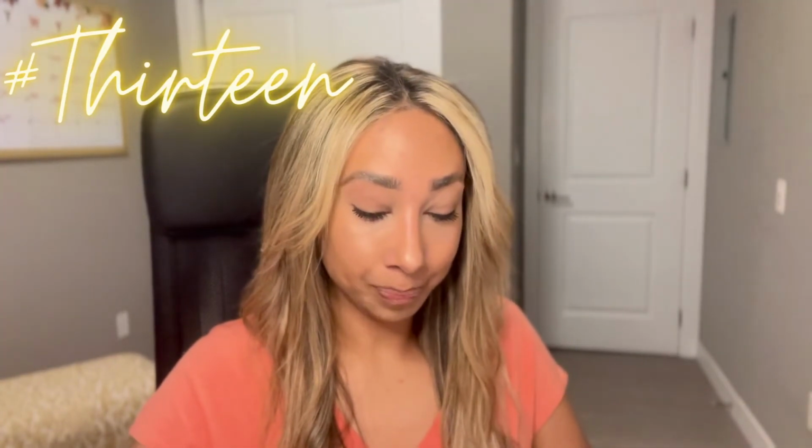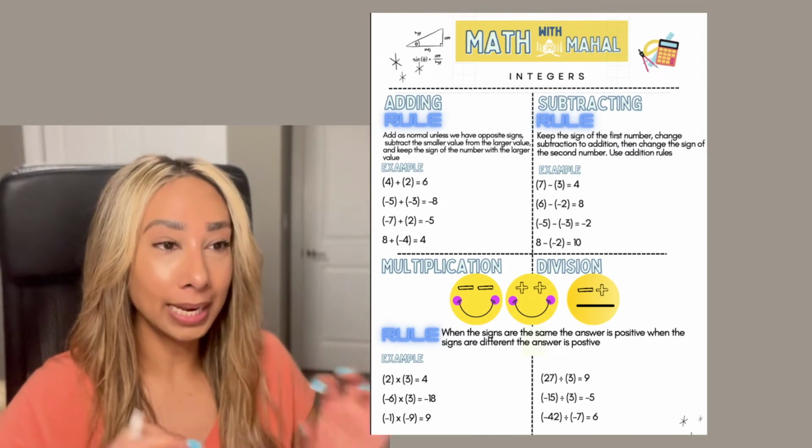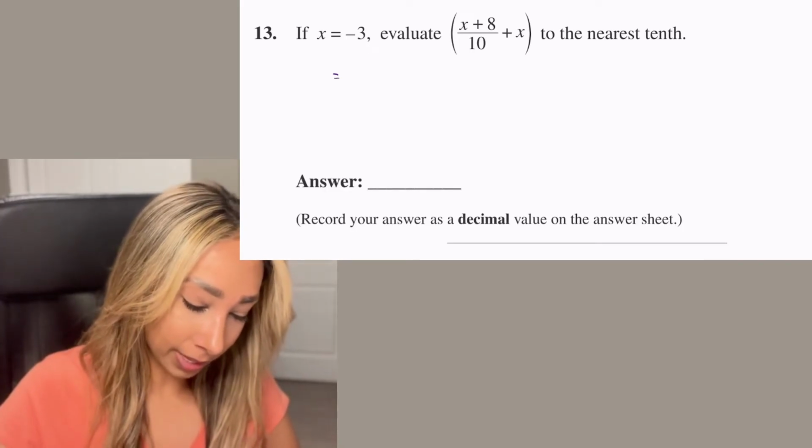All right, so let's take a look at number 13 here. With number 13, what they're asking us to do is to evaluate x equals -3. So we are dealing with negative numbers. So again, I'm just going to show you that, like, rules for integers. But what we're going to need to do is plug in -3 anywhere we see an x. So again, let's go ahead and rewrite everything.